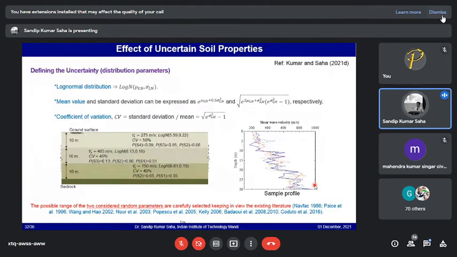Okay, so after that, we also investigated the effect of uncertainties in the soil, because even though we describe the soil with its typical characteristics like shear wave velocity or its density, there is inherent uncertainty in the soil domain as well. And that uncertainty we modeled using standard probability distributions, and then we tried to capture what is the effect on the overall response, and we found some interesting results.